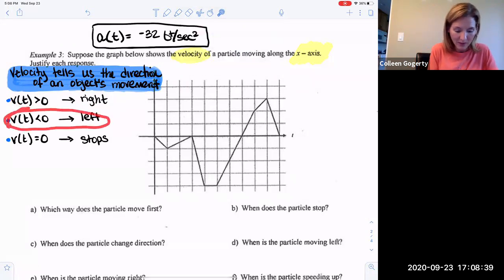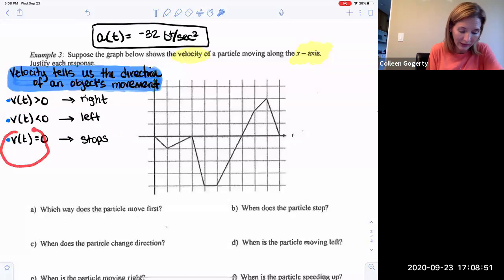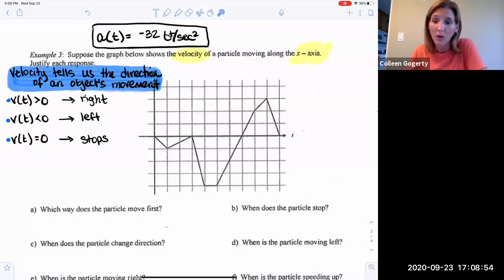Now, on the flip side, if our velocity is negative, well, velocity tells direction. We're moving right and left. Left is negative. And most importantly, if your velocity is 0, then the object is not moving right or left. So right now, my velocity is 0. I'm not going right or left. As soon as I start to go one direction or the other, now I have a velocity. So keeping that in mind, pause the video and answer the questions that follow.